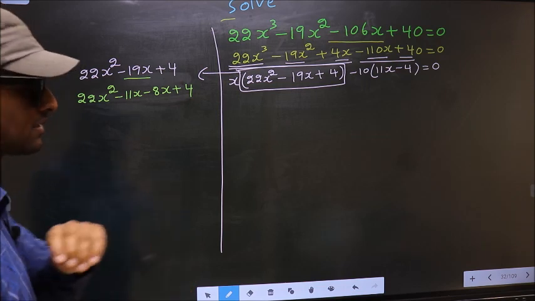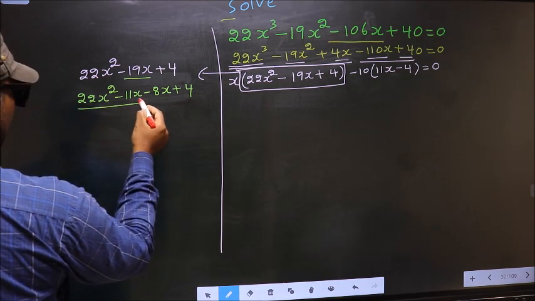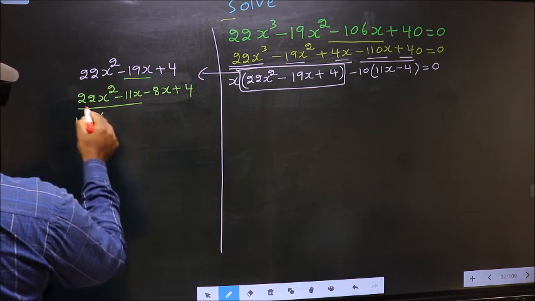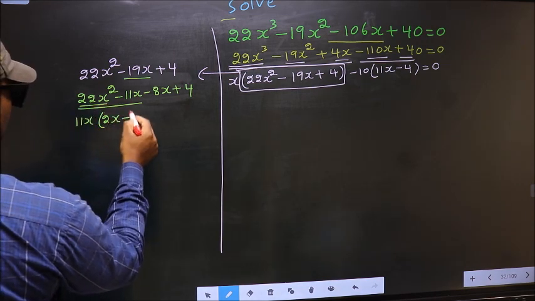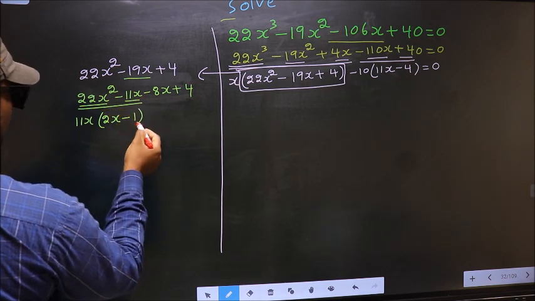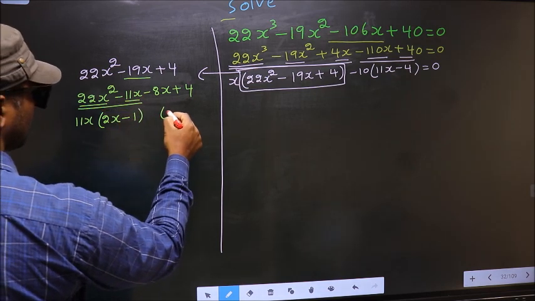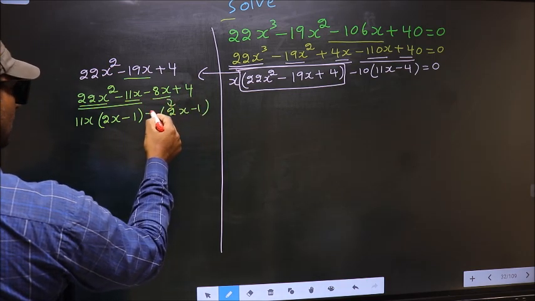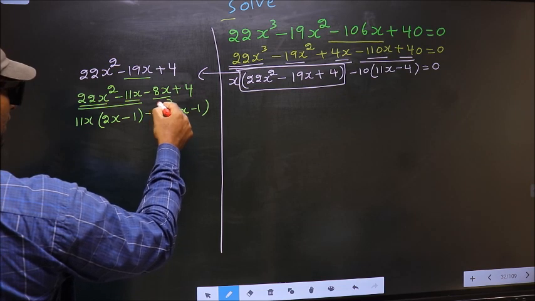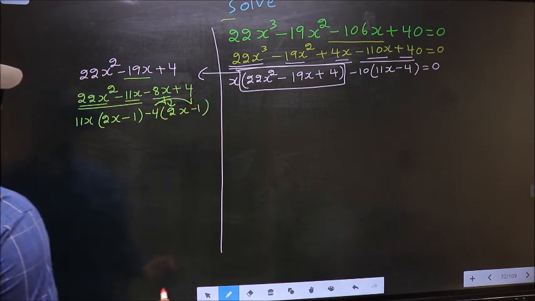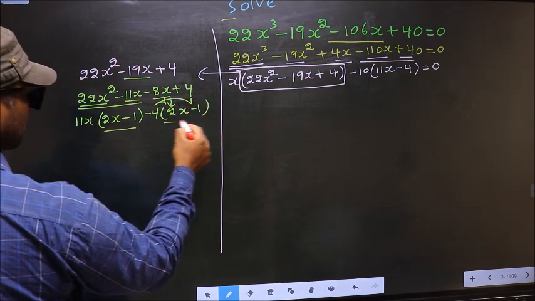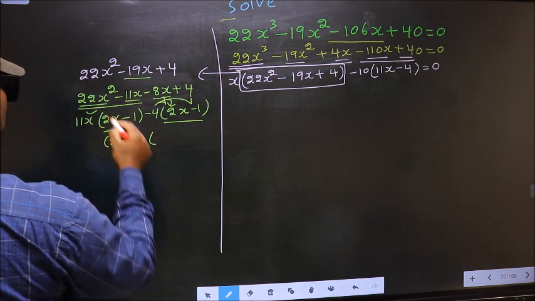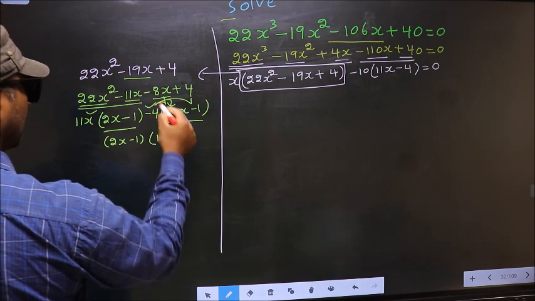Okay, next. Now what can be taken out common from these two terms is 11x. So here you get 2x minus from this 11x out you get 1. Now whatever you got here, here also you should get the same thing. Now from this 2x gone inside, outside you get minus 4. Even if you multiply and check, still you get the same thing. Now take out 2x minus 1 common. So here you have 11x and here minus 4.